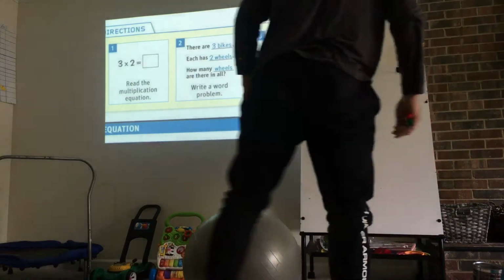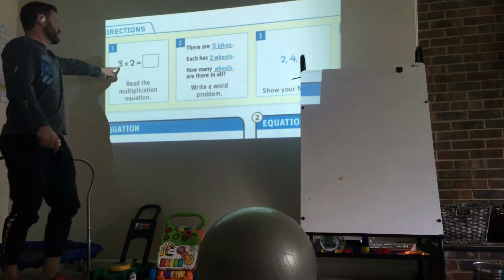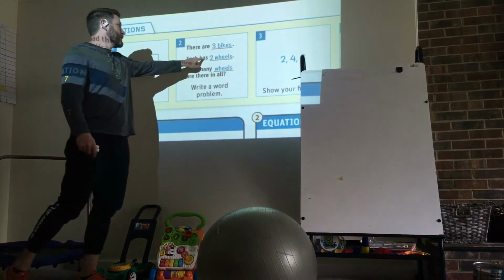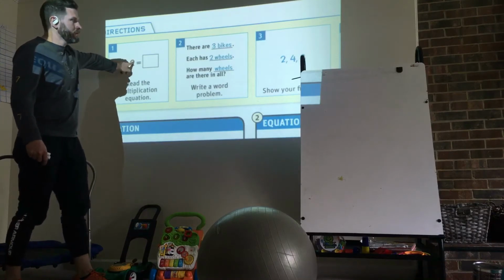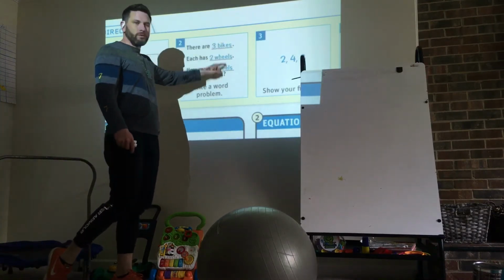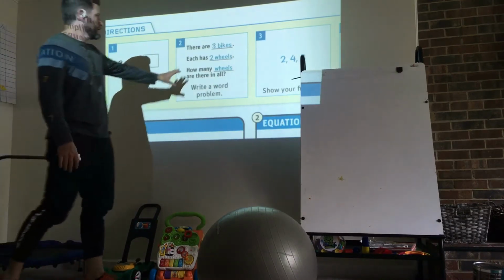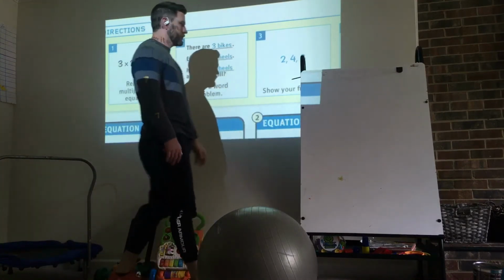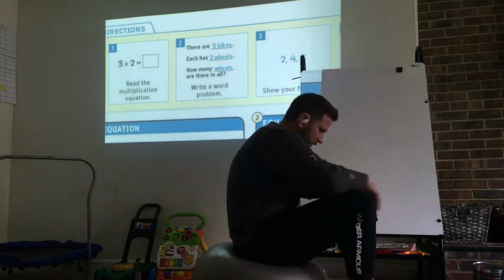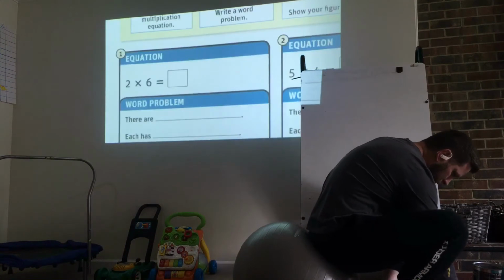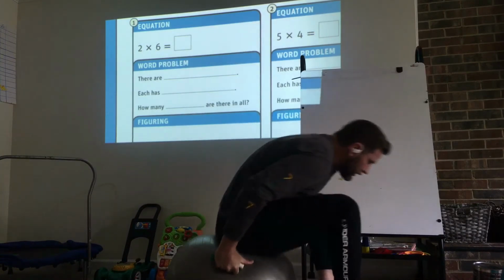So if you notice, they write in 3 bikes to represent the 3 groups. And then each has 2 wheels. It represents this 2. So we have to keep the numbers the same, but we can put whatever categories we want with them. And then it says how many wheels are there in all. You're going to write the word problem, and then you're actually going to solve it. Show your figure means you are skip counting to find the answer. Cool. So let's do one together, and then I will allow you to do one. Number 1 is for us, and then number 2 is going to be your exit ticket.